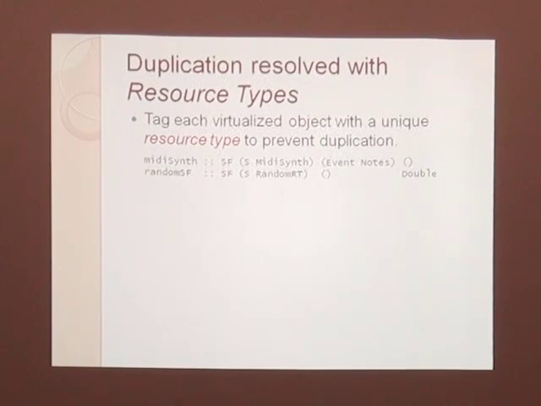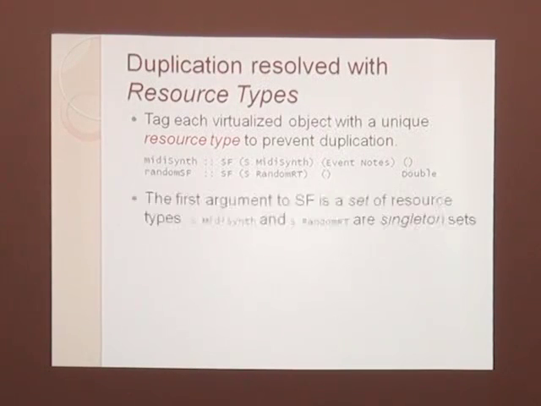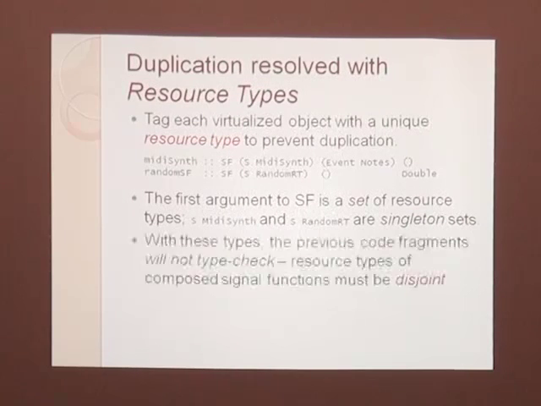So what I've done is to add this new parameter, which we call a resource type. It's kind of similar to linear types, but it's a way to add a tag that says what this signal function is doing, what resources it's acting on. So our MIDI synth would have S MIDI synth, indicating a singleton set of resource tags, being just MIDI synth. And the random signal function would have the random resource type, indicating that it's using the random seed.